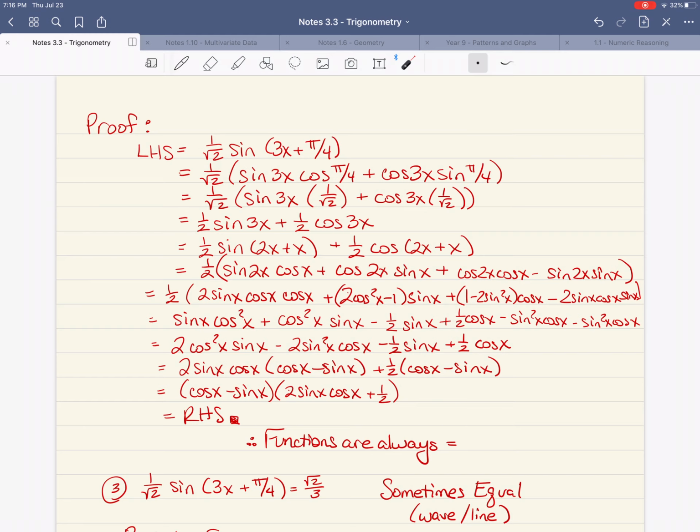Well, why did I do that? Well, I needed to have a single sine and a single cosine down here. And so I wanted to do something where when I distributed in the sine, it was going to make a single sine. When I distributed in the cosine, I got a single cosine right there. And then this one, you had no choices. You had to do it exactly as it's written.